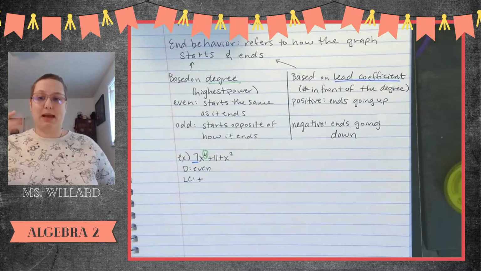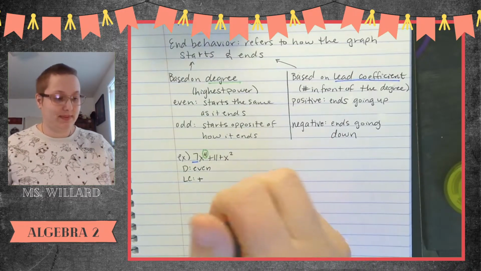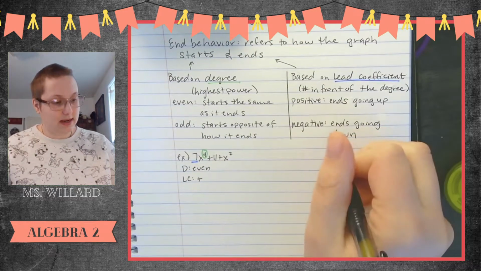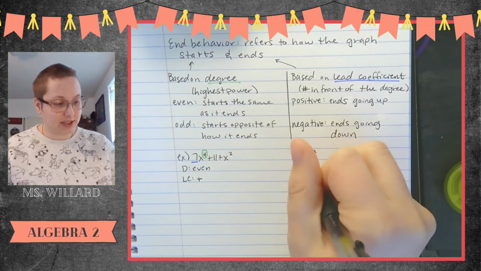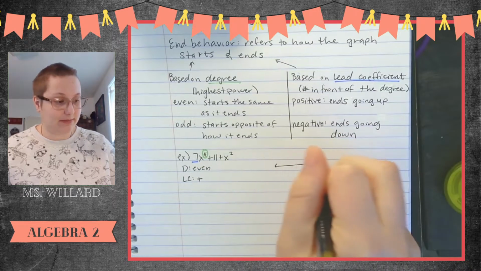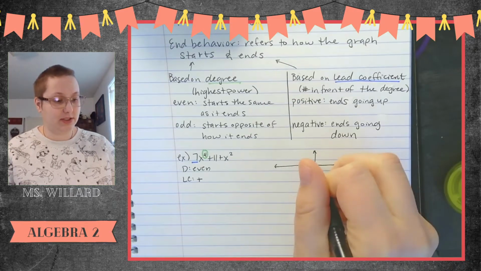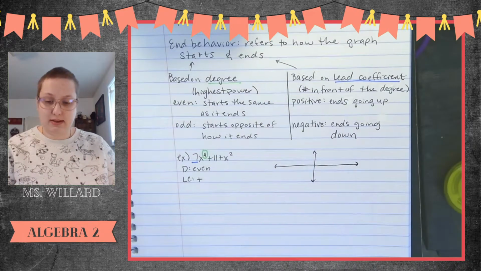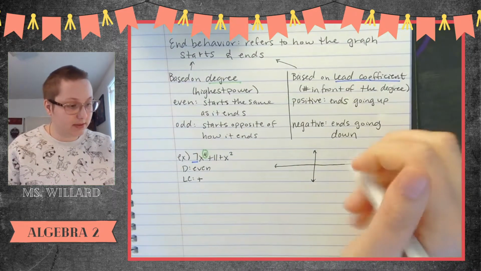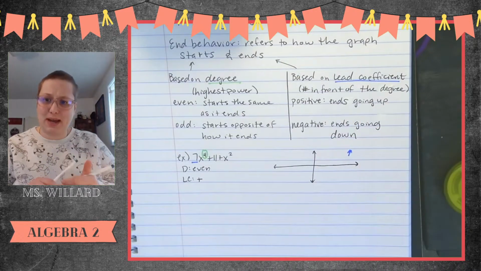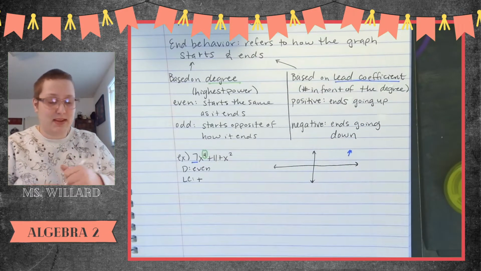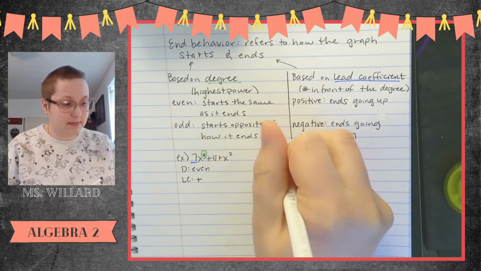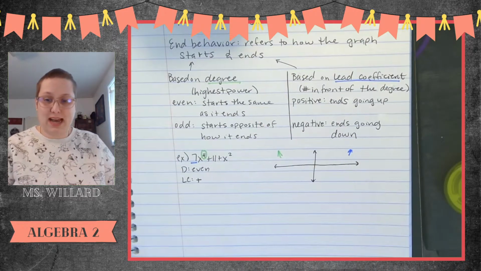Okay. So what that means is that my graph is going to, I'm going to sketch it. I don't know anything else about it. But it's going to end going up, and it's going to start the same. So my graph's going to go like that.